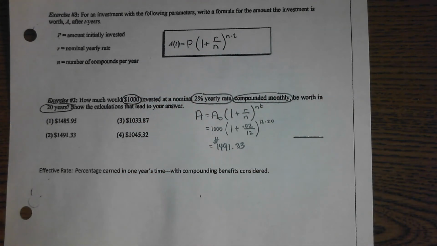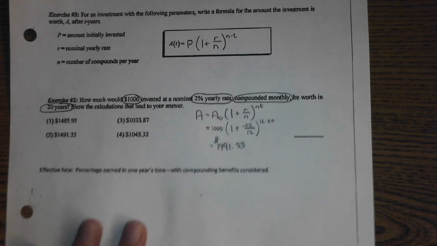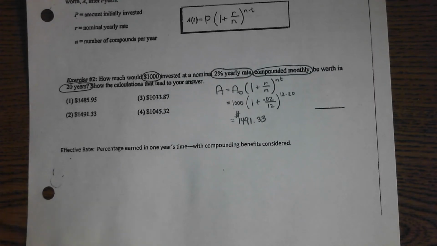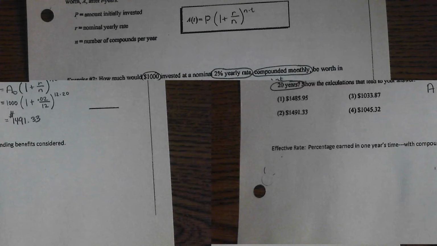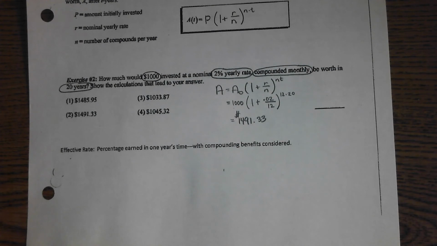So I earned almost $500. So the nominal rate is what they tell you you're getting in the year. The effective rate is what the compounding really works out to.